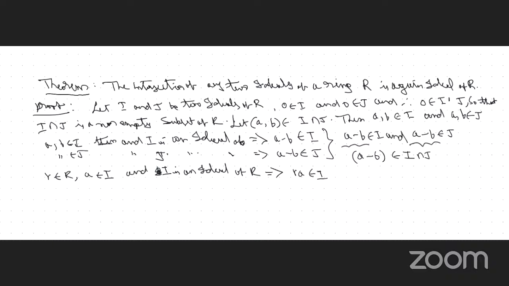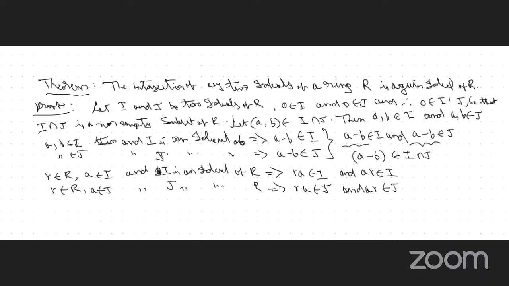Here ra belongs to I is the left ideal condition, and ar is the right ideal condition; this belongs to I. Similarly, r belongs to capital R and small a belongs to J, and J is an ideal of R. That implies ra belongs to J and ar belongs to J.